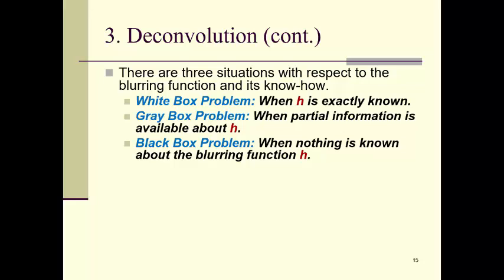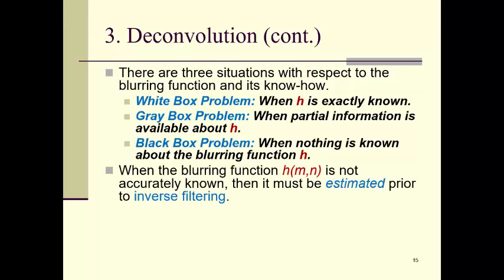Here we say that with respect to this H, I have three situations. We have something which is called the white box problem. In this case, we know the H exactly. We have the gray box problem in which we know some information about the H, partial information about the H, and the black box problem in which we don't know anything about the H.